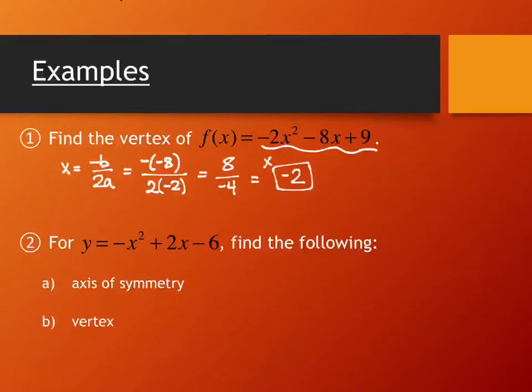Just putting the x next to it as a reminder. We still need to get the y value. And then we get the y value by taking the equation that we already have and putting the x value in. So negative 2 times negative 2 squared minus 8 times negative 2 plus 9.